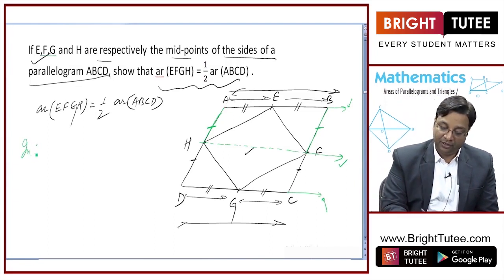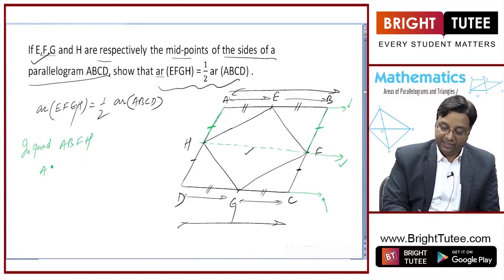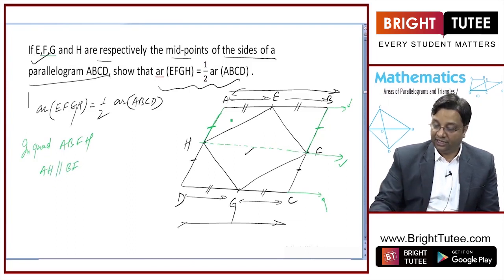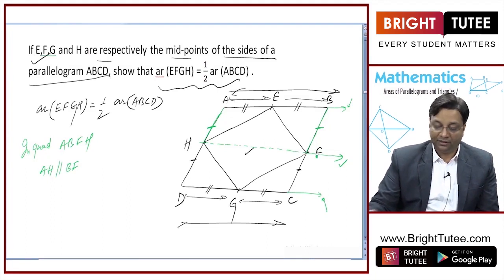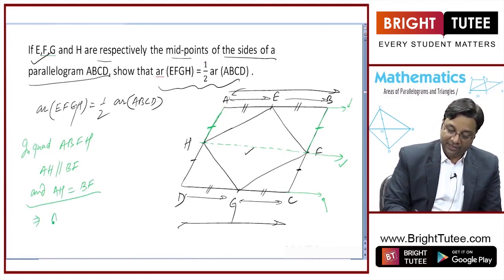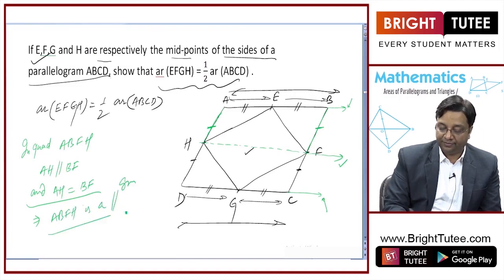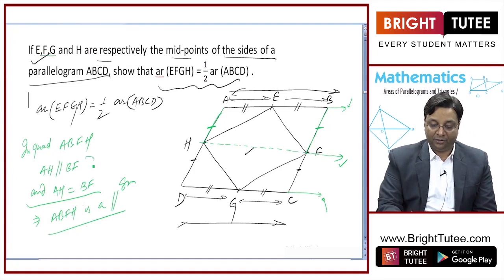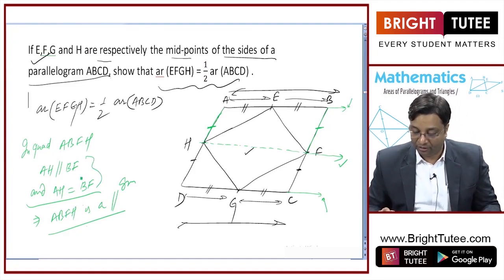So, in quadrilateral ABFH, AH is parallel to BF because ABCD is a parallelogram, right, and AH is equal to BF. I have given you the reason. So, we can say ABFH is a parallelogram, right. If opposite sides are equal and parallel, then it is a parallelogram.